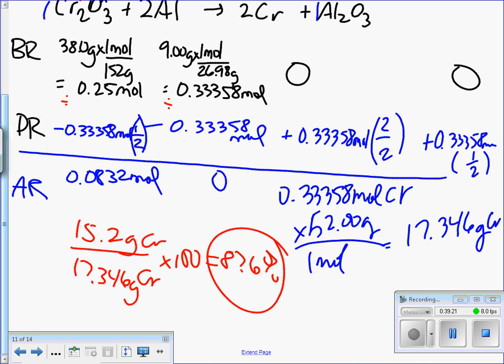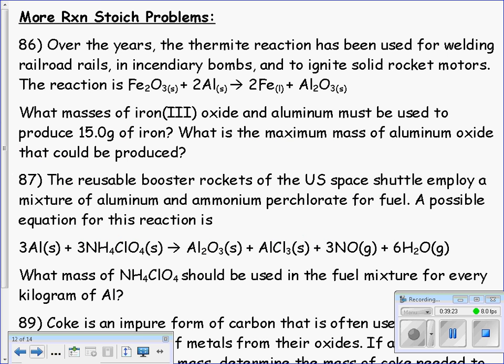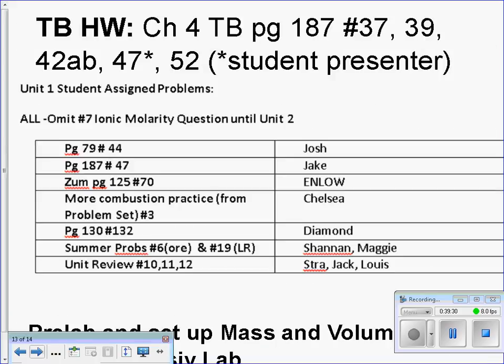Most of your stuff isn't in order unless you dropped your folder. This is your reaction stoichiometry, so 86, 87, and 89 are the three problems I want you guys to do. You can save those for home. You should be okay with that.